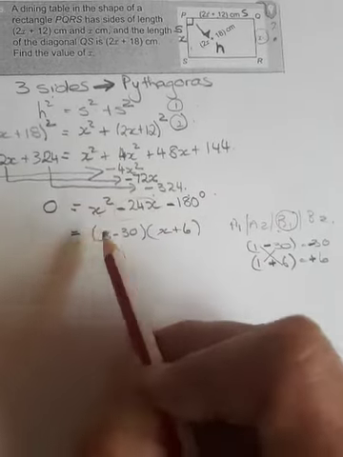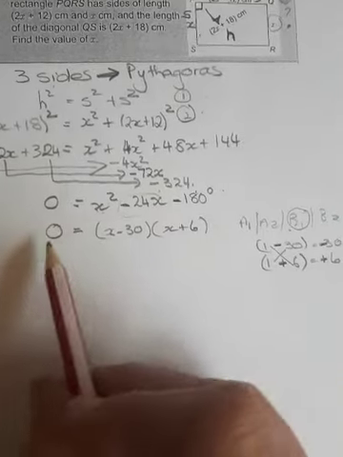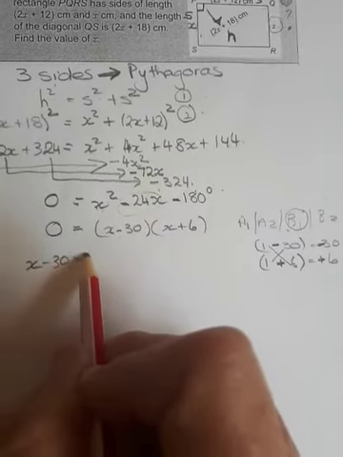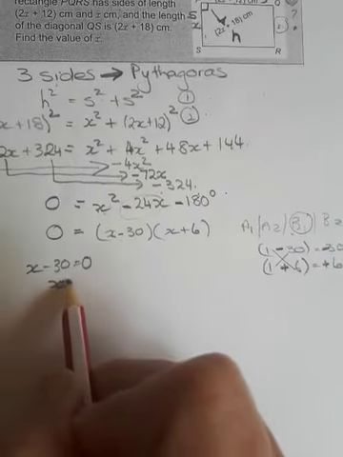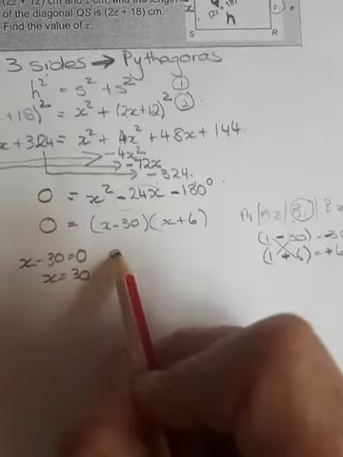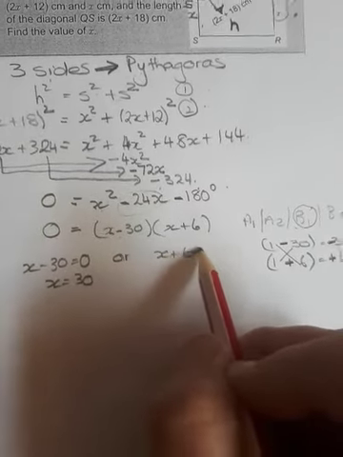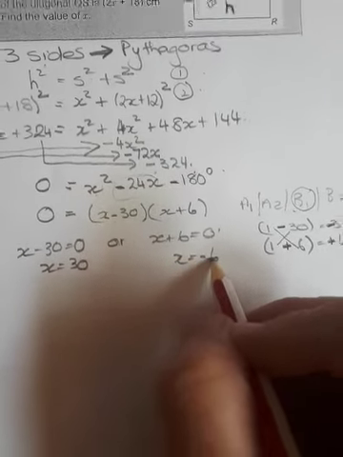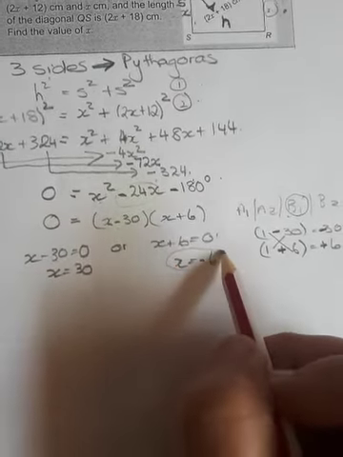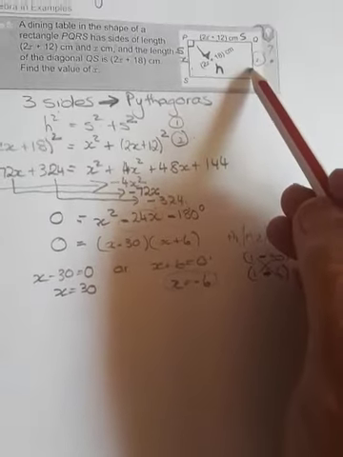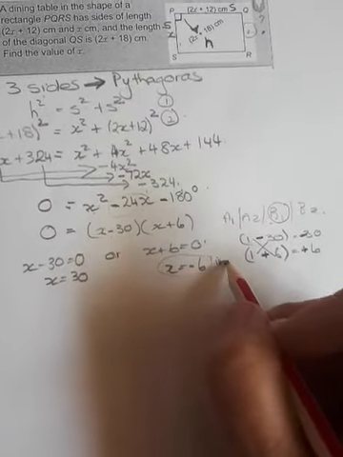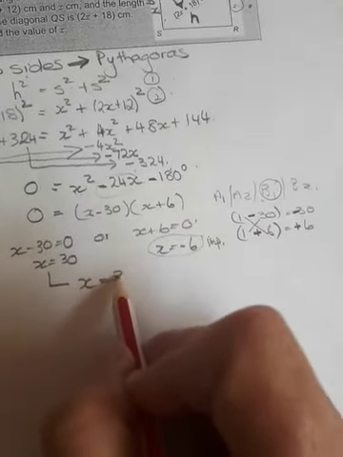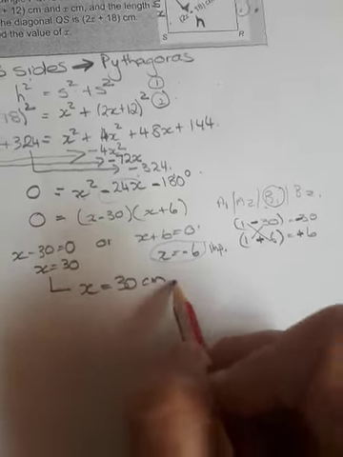And either one of these is equal to 0. So x minus 30 equals 0. Therefore, x equals 30. Or x plus 6 equals 0. Therefore, x equals negative 6. Now, people, a negative answer cannot be the length of a table. So this is impossible. No. Reject that answer. My correct answer is that x equals 30 centimeters.